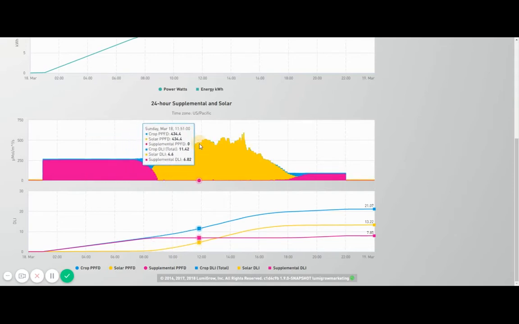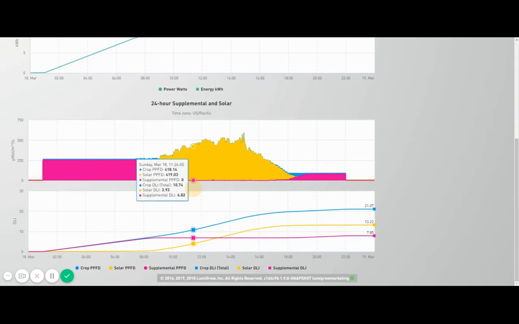Here you can see that the smartPAR light sensor module measured solar light levels, automatically reducing supplemental light as the amount of solar light increased throughout the day, which stabilized light levels to achieve a daily light integral, or DLI, throughout the day. In the graph below, you can see light accumulated throughout the day, measured in DLI.